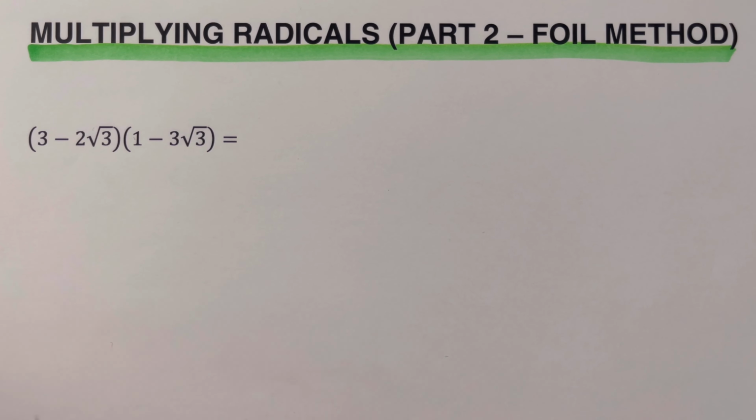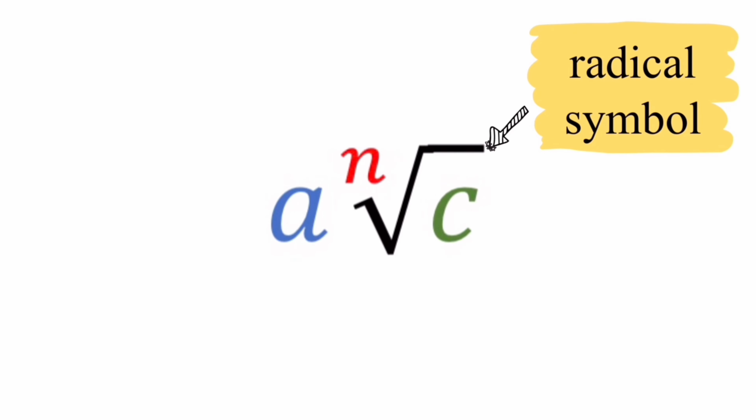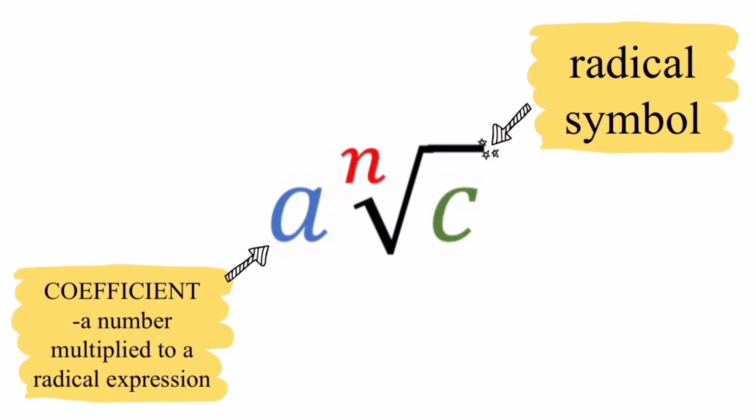Before we jump into this first example, let's review the parts and definition of radical expressions. Please remember that these are the parts of every radical expression. The first part is the radical symbol. The reason why this is called a radical expression is because it is an expression that contains the radical symbol. Our A here is called a coefficient. A coefficient is a number multiplied to the radical expression.